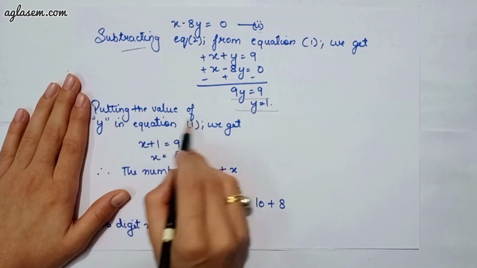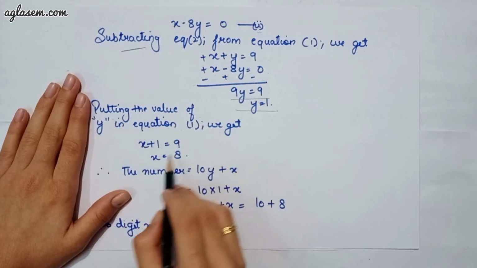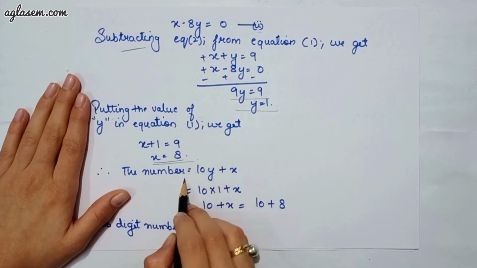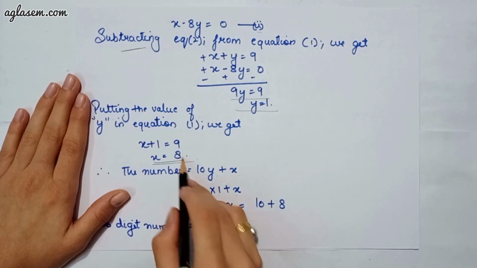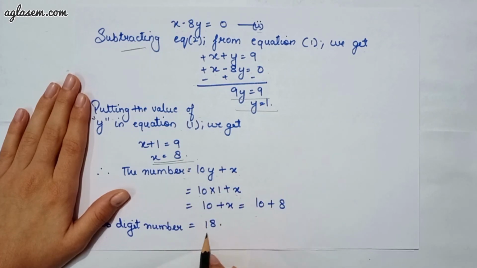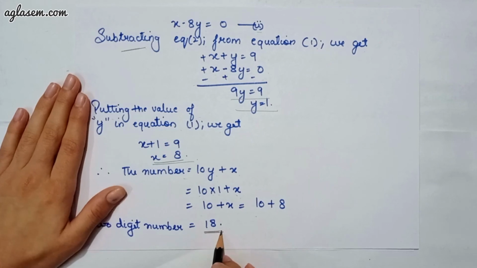So now we have to put the Y value in equation 1. We will get X as 8. So the number is 10Y plus X, that is 10 into Y, which is 1. So 10 into 1 plus X, that is 8. So after solving it, you will get the two-digit number that is 18.